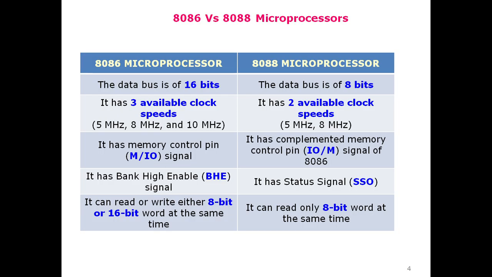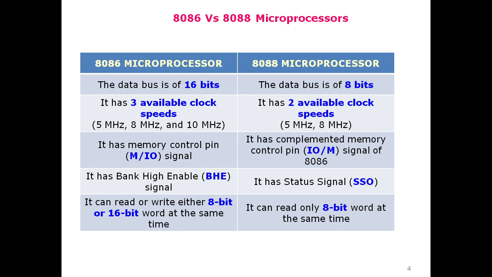The 8086 has 3 available clock speeds. It can work at 5 MHz, 8 MHz and 10 MHz, while the 8088 microprocessor has 2 available clock speeds, 5 MHz and 8 MHz.